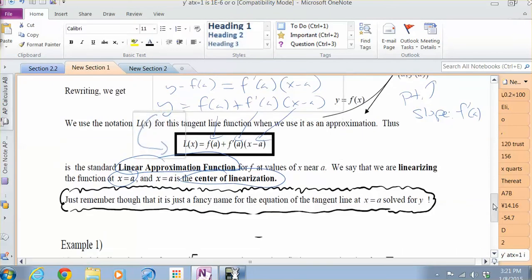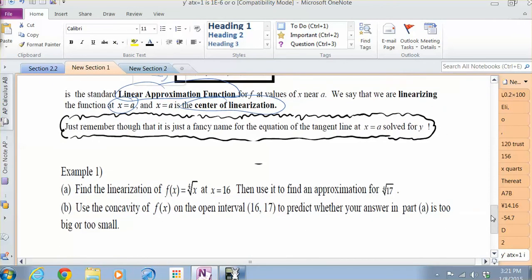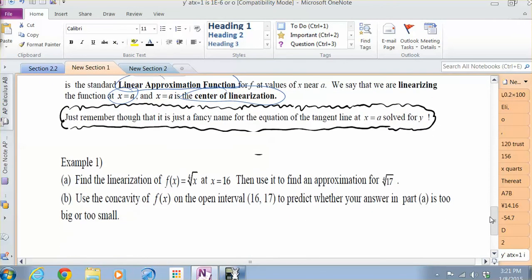Remember though, it's just a fancy name for the equation of the tangent line at x equals a, solved for y. That's really what this is.